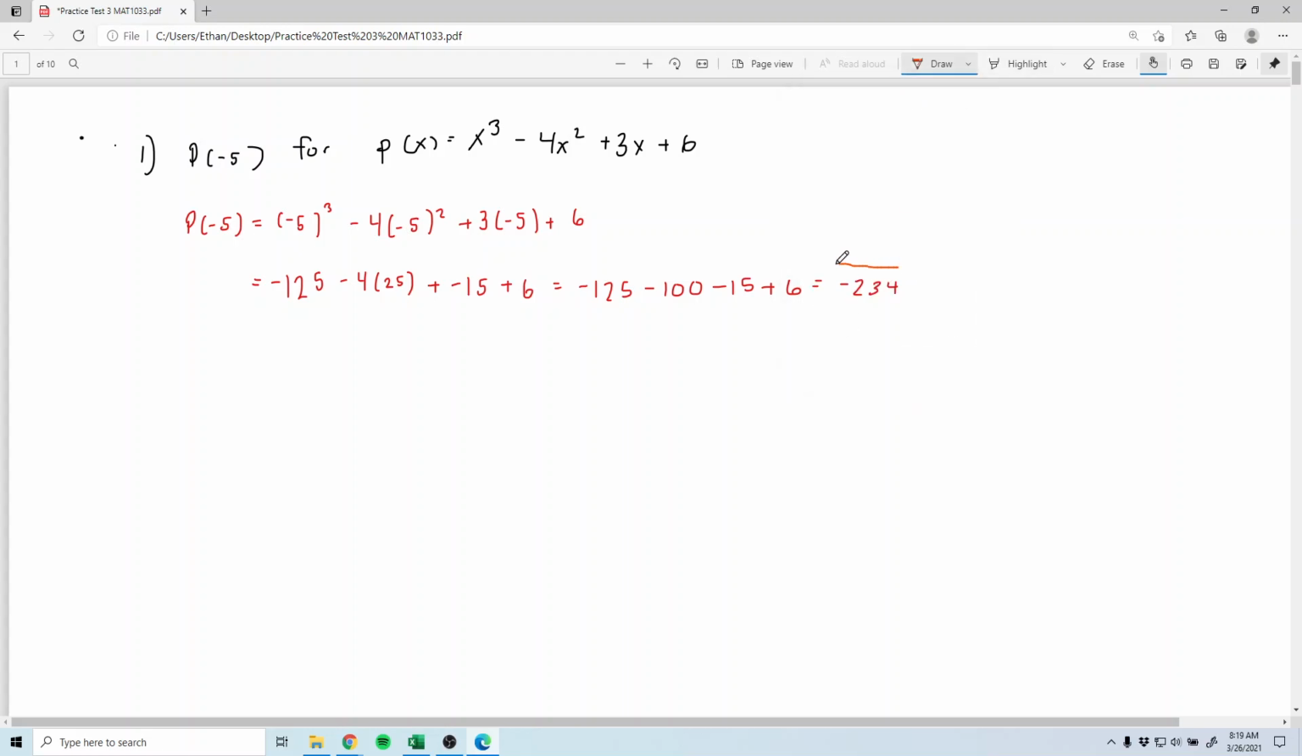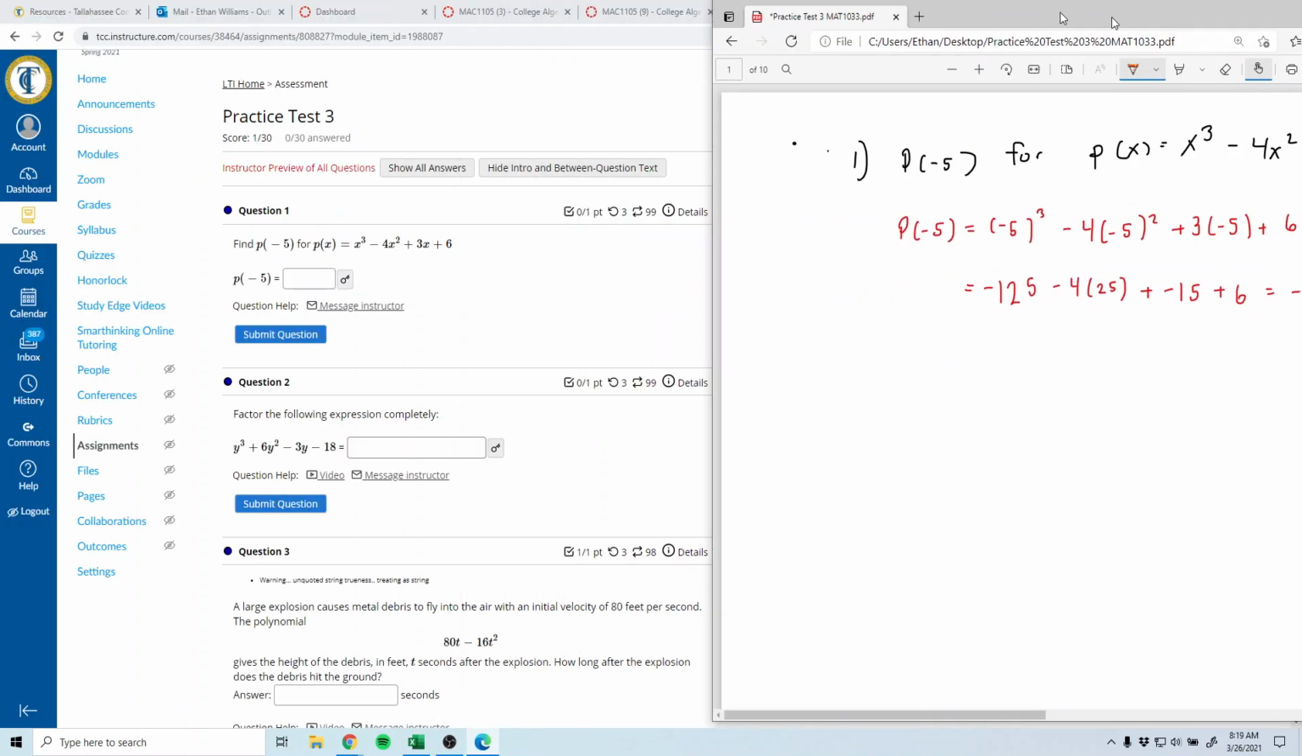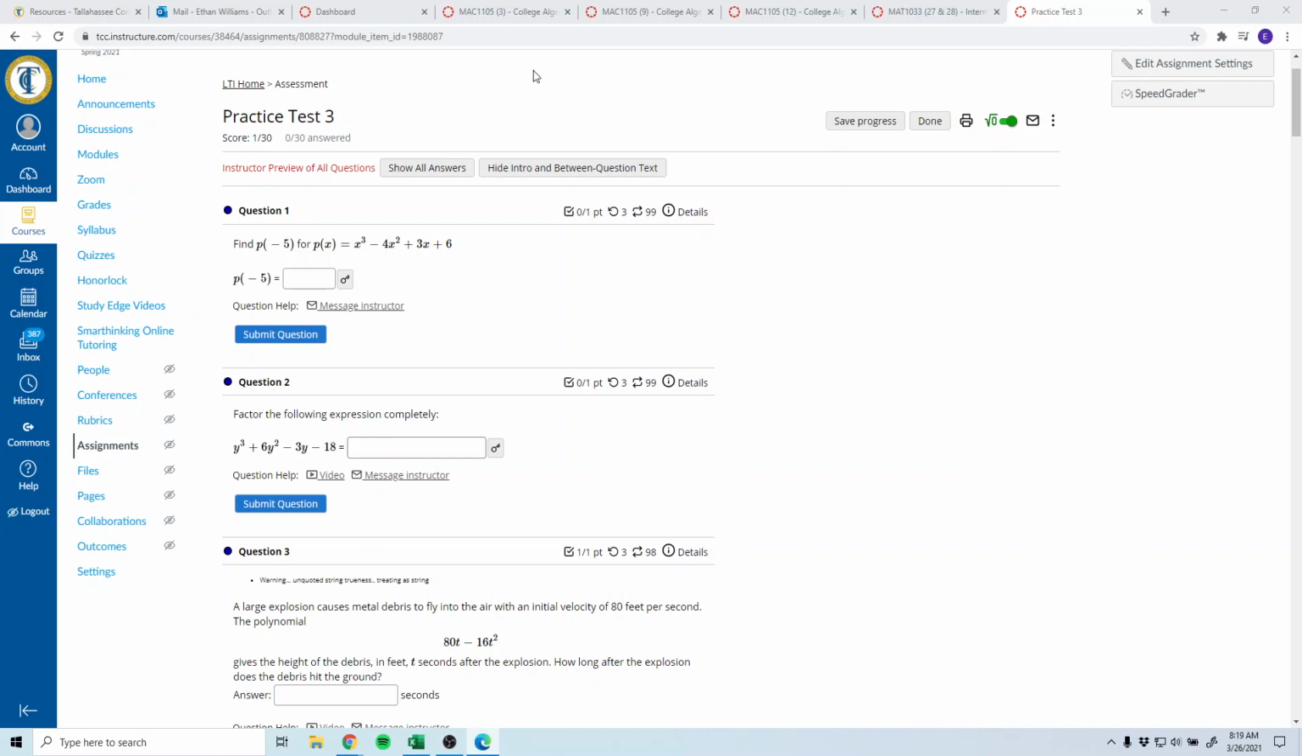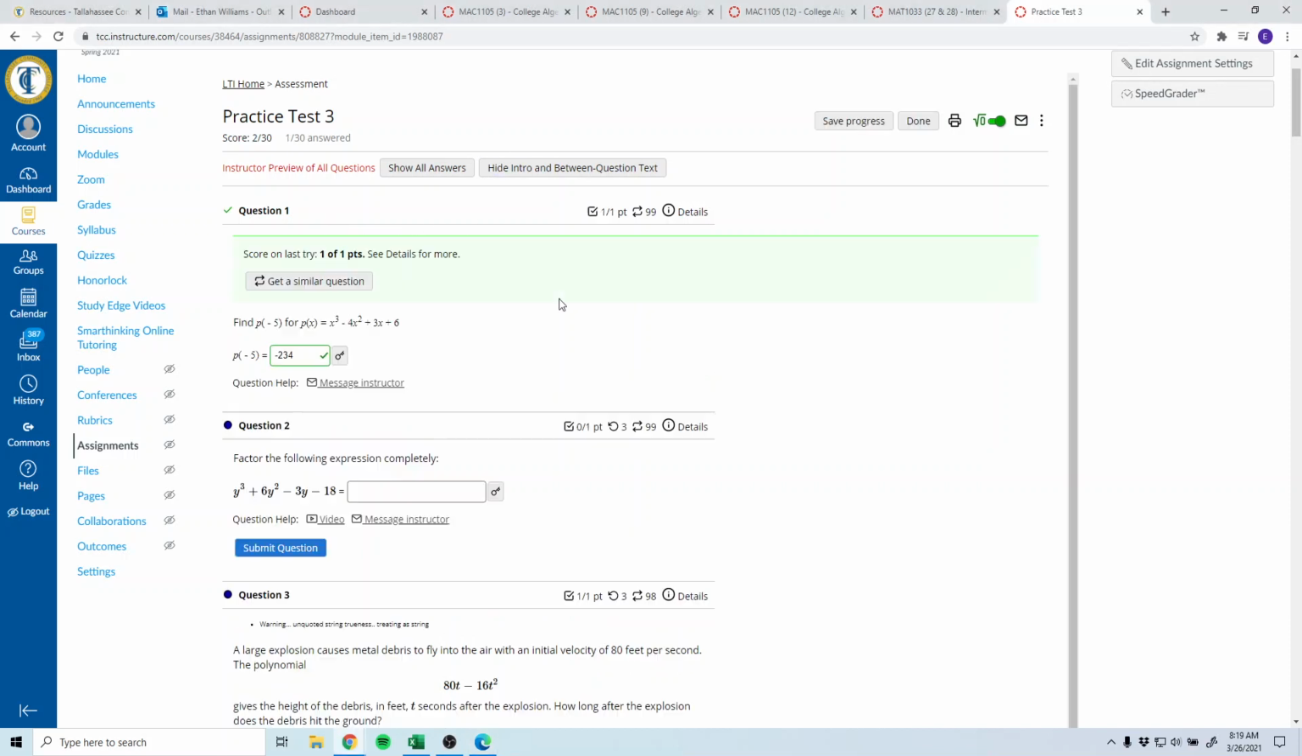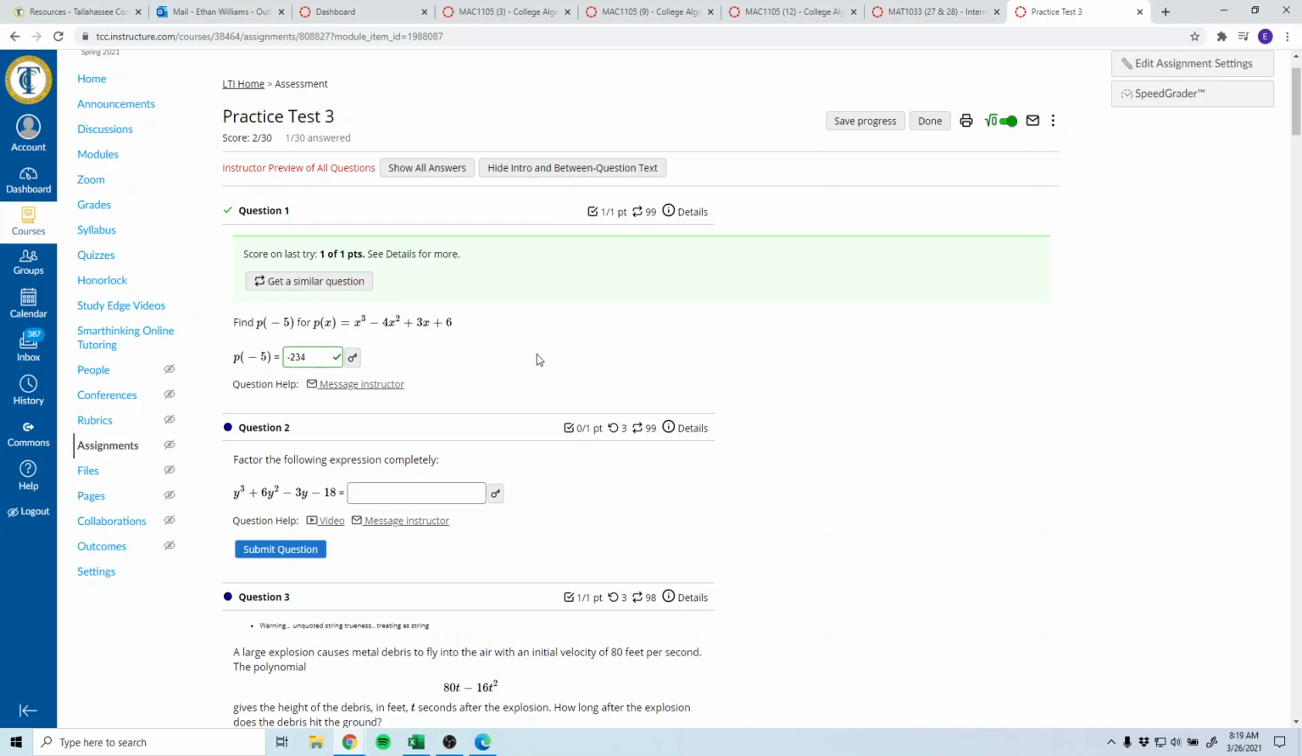And we know that when we evaluate functions, plug in numbers, we get out numbers. Our answer happens to be negative 234. Go ahead and make sure that is correct, and we're good to go.